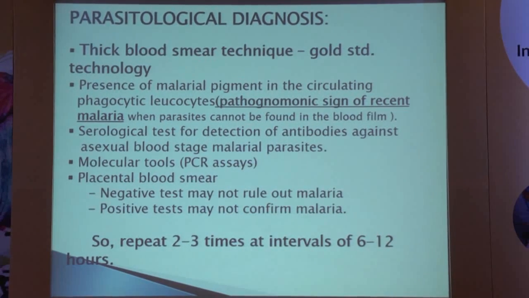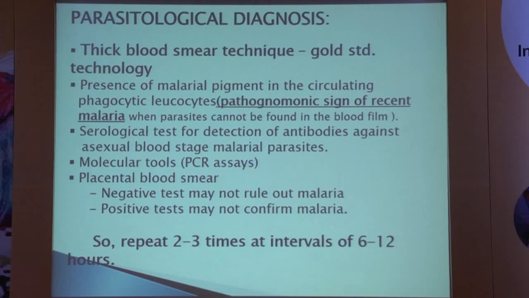Parasitological diagnosis. The gold standard technique is the thick blood smear. Presence of malarial pigment in the circulating phagocytic leukocytes is the pathognomonic sign of recent malaria when parasites cannot be found in the blood film. Serological test for detection of antibodies against asexual blood stage malarial parasites is very important. Of course, the PCR assays and placental blood smear, the negative test may not rule out malaria and positive test may not confirm malaria. So repeat 2 to 3 times at intervals of 6 to 12 hours.